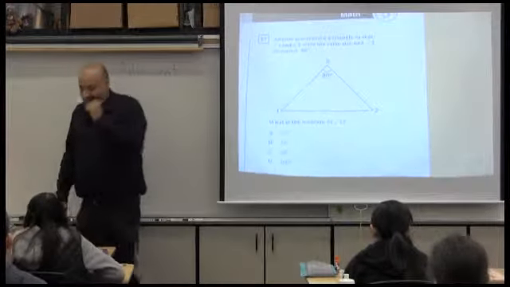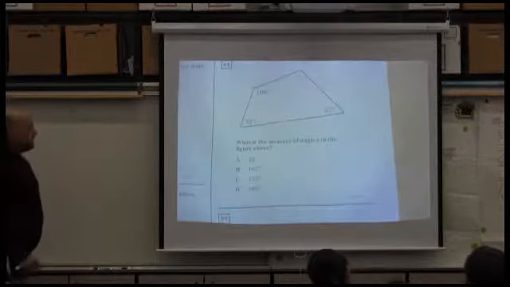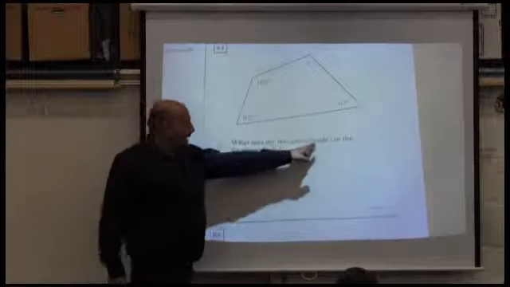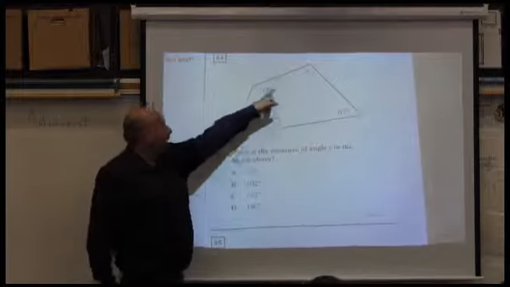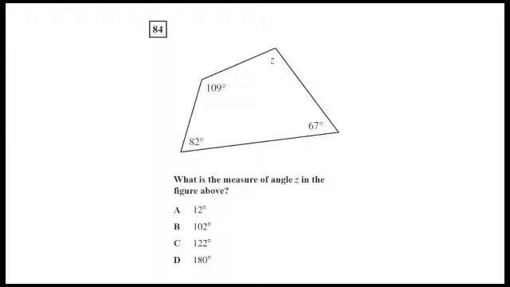Okay? Next up, we'll do one more. This one, number 84. And it says, what is the measure of angle Z in the figure above? Go ahead and talk to your partner, figure it out, do it.